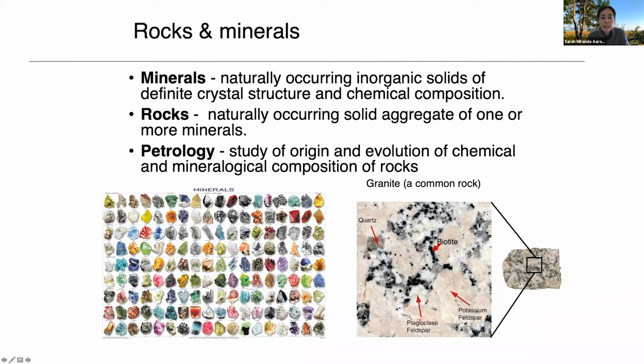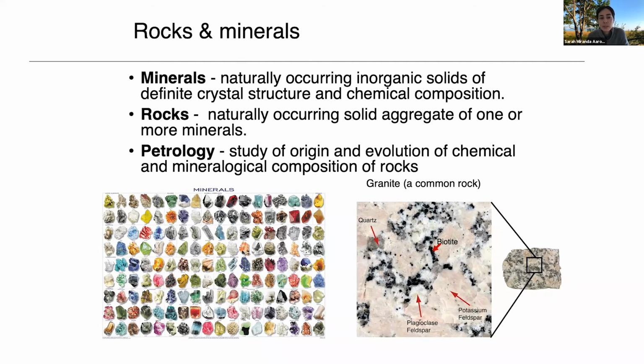So biotite and quartz are examples of minerals, and different minerals will make up a rock. And what I'm showing here, if you zoom out on this picture, it's a granite. And granite is the most common rock on the continental crust. So it's the average continental crust composition. And these rocks are naturally occurring solid aggregates of one or more minerals. And the study of the origin and the evolution of the chemical and mineralogical makeup of these rocks is petrology.